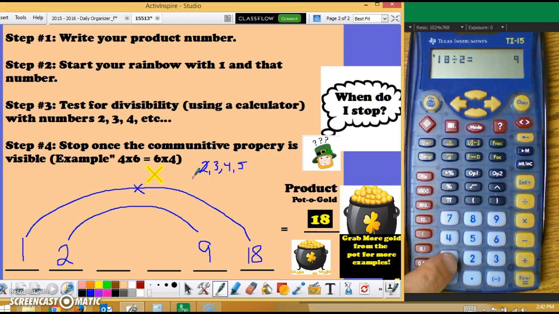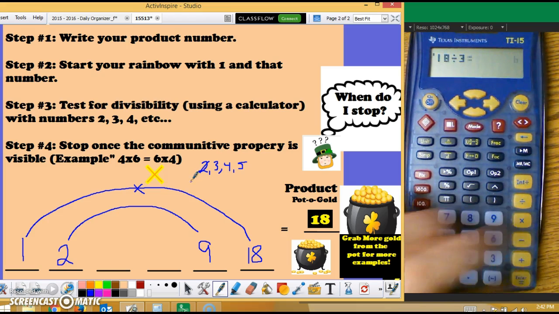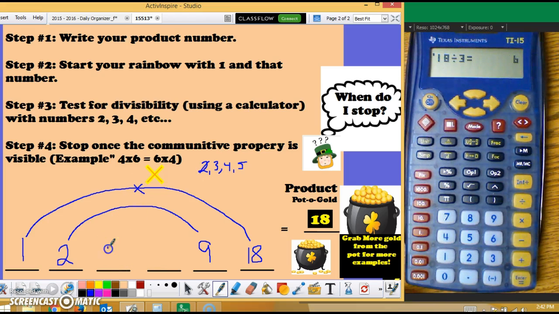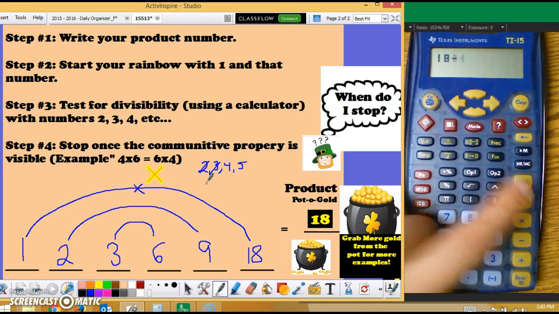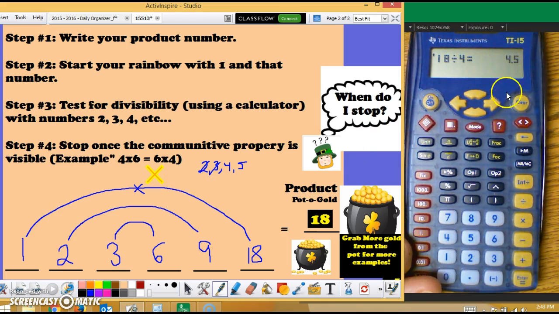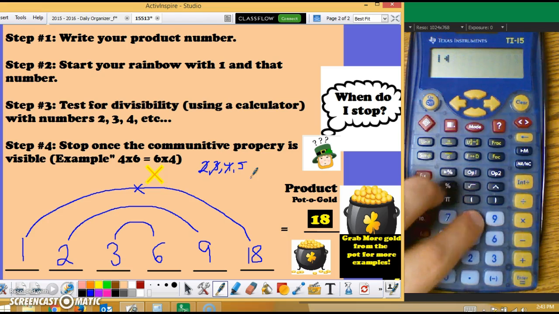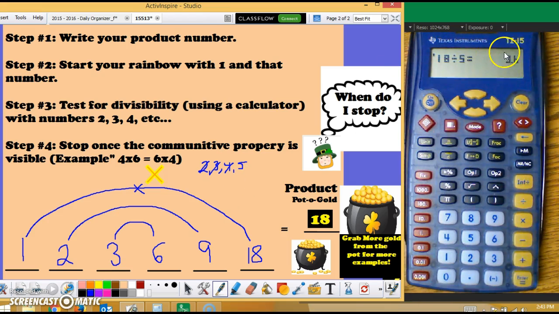So let's test for 3. Is 3 a factor of 18? 18 divided by 3 gets me 6. So 3 is also a factor because 6 times 3 will get me 18. There's my third rainbow. So 3 is done. Let's test for 4. 18 divided by 4 equals 4.5. That means it's a decimal or remainder, so 4 does not work. 18 divided by 5, well, that one also doesn't work because I have another decimal. So 5 does not work.